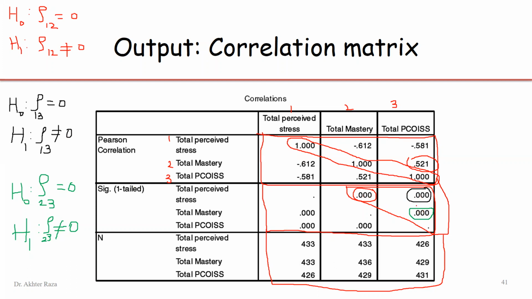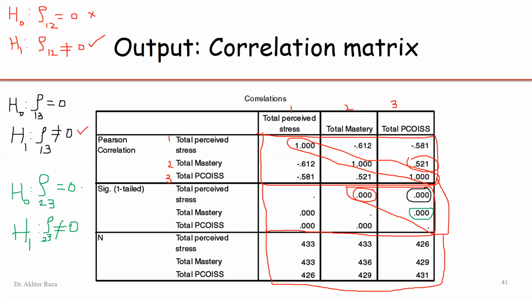Then we reject all three null hypotheses. This null hypothesis is rejected and the alternate is selected. This is rejected and this is selected. It means we have a significant correlation between perceived stress and mastery control. We have a significant correlation between total perceived stress and PCOISS.